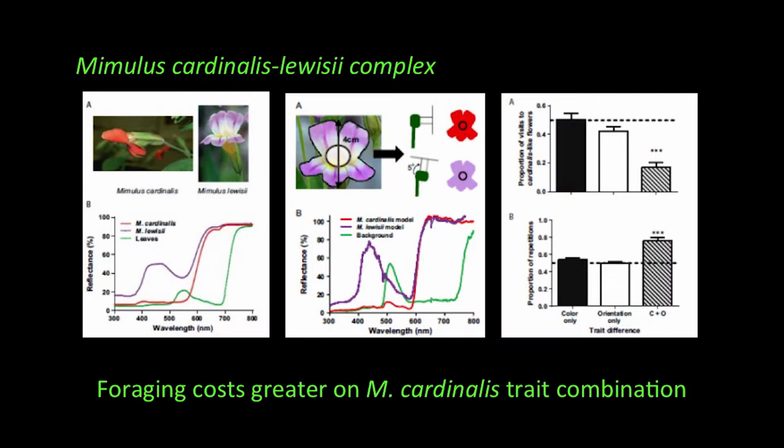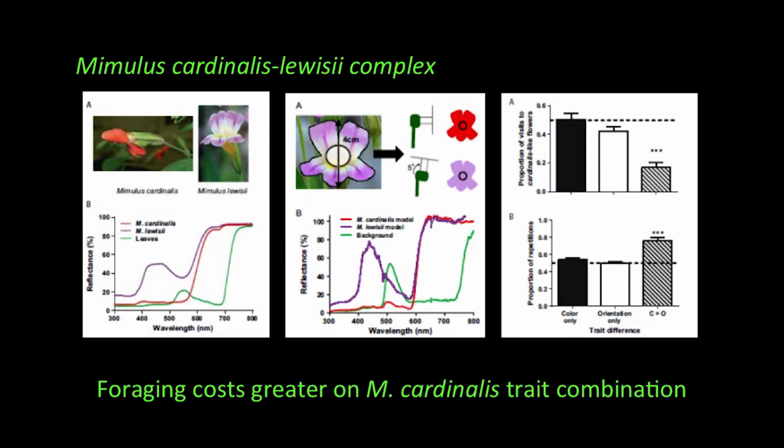Well, we create artificial flowers in the lab. So based on the bee pollinated flower, we have red versus purple. We also change the orientation. And so this is showing you the proportion of visits to the cardinalis, the red flower. This is color alone. 50% of the visits were to red, 50% of the visits were to purple. Orientation, so upright versus more horizontal, pretty much 50-50.